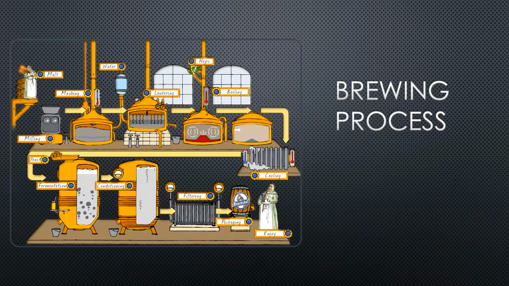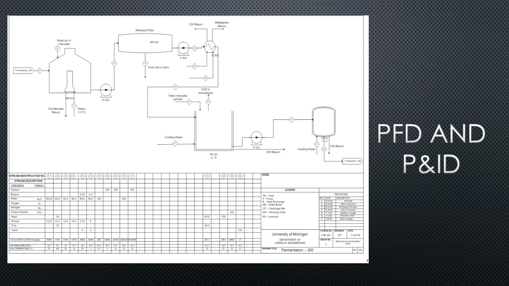This is the brewing process flow diagram. All the steps I have mentioned in the previous slide. Here shows the difference between PFD and P&ID. This one is showing a simplified process flow diagram from boiling to fermenting.